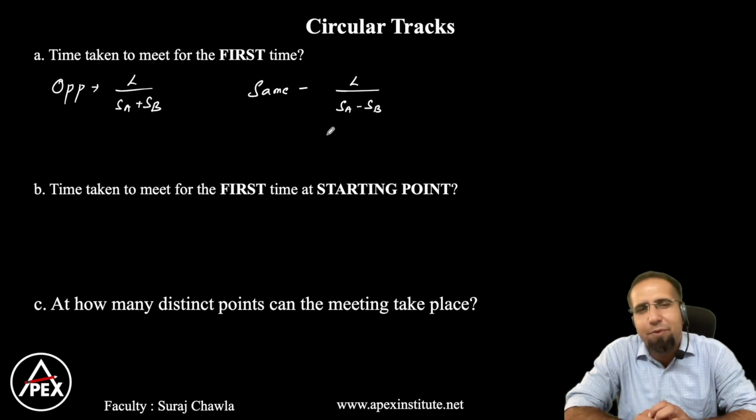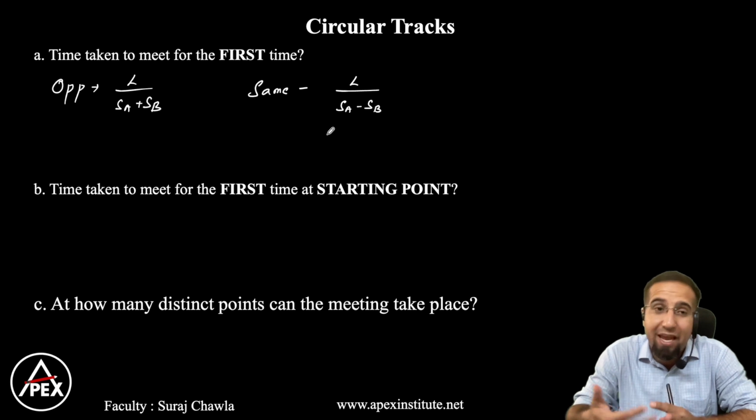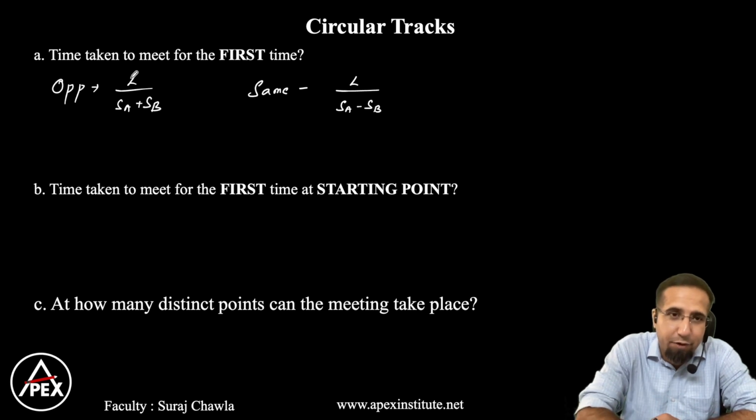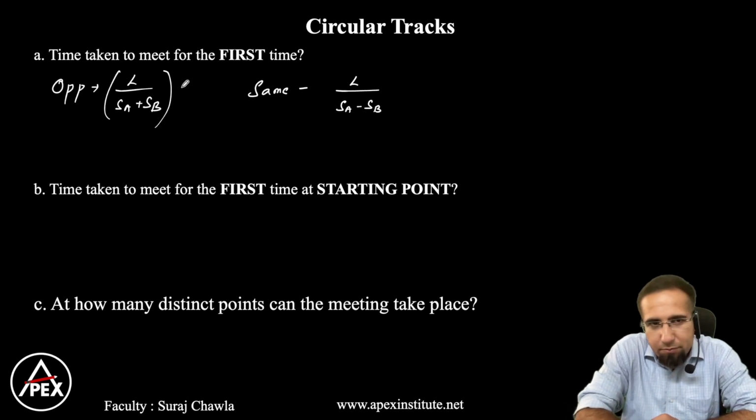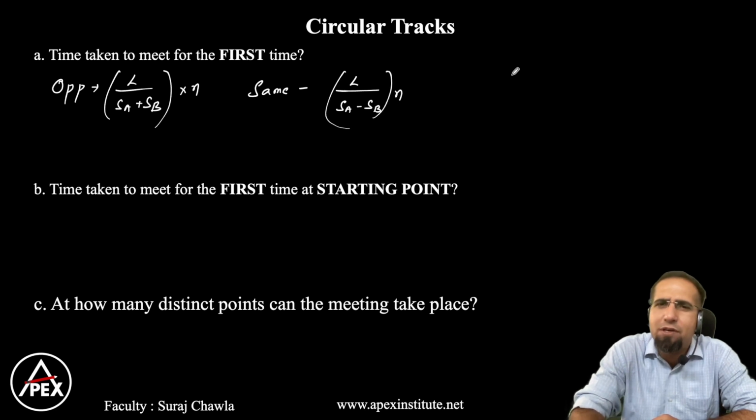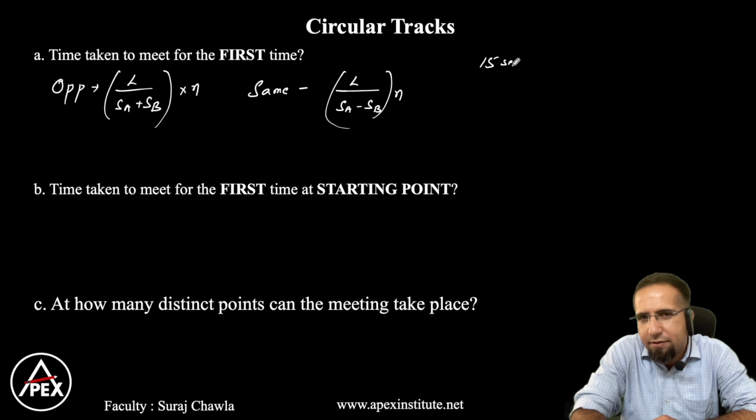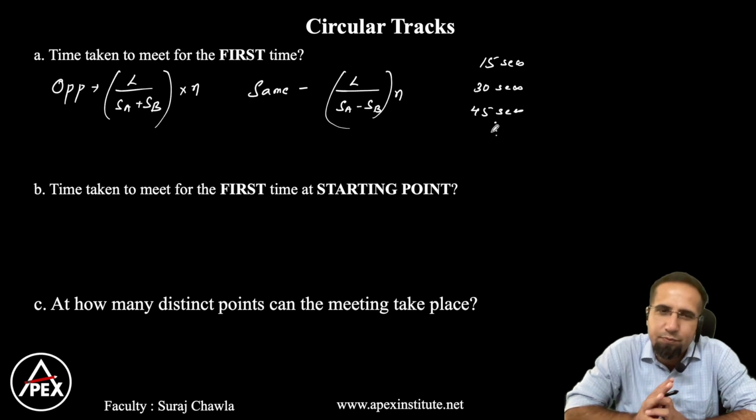Now sometimes the question might ask you to find the time taken to meet for the nth time. If I want the time taken for me to meet for the nth time, that becomes the first-meeting time into n. For example, if the first meeting is happening after 15 seconds, then the second meeting will happen after 30 seconds, third meeting will happen after 45 seconds, and so on.